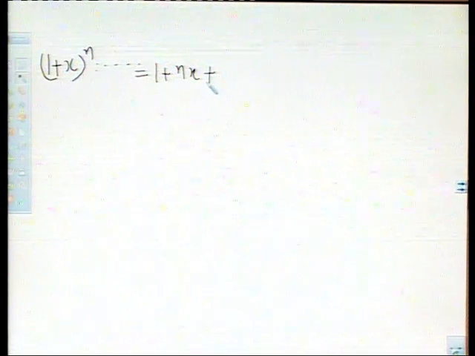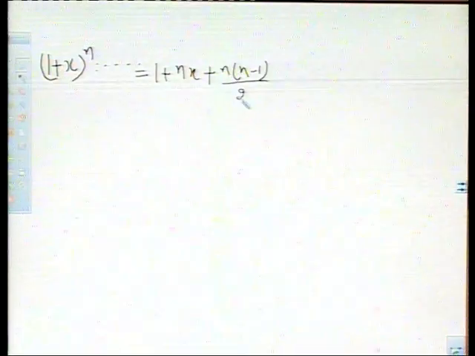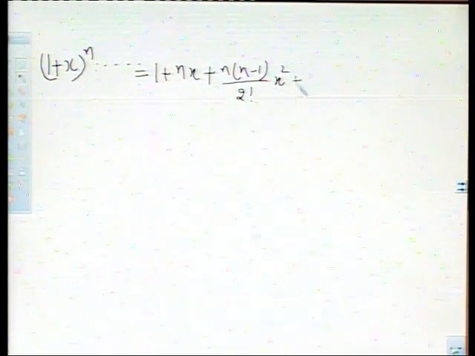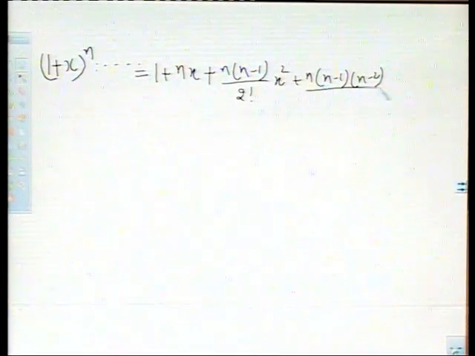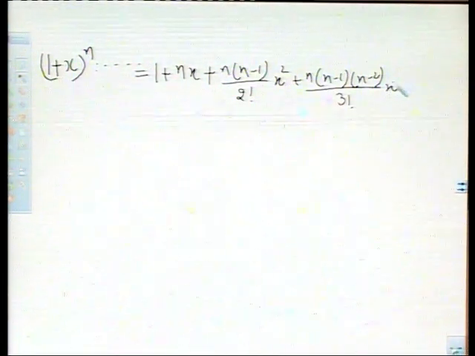Now some expansions of 1 plus x raised to power n. First of all, what is 1 plus x raised to power n? We know that this is equal to 1 plus nx plus n(n minus 1) upon 2 factorial x square plus n(n minus 1)(n minus 2) upon 3 factorial x cube and so on.